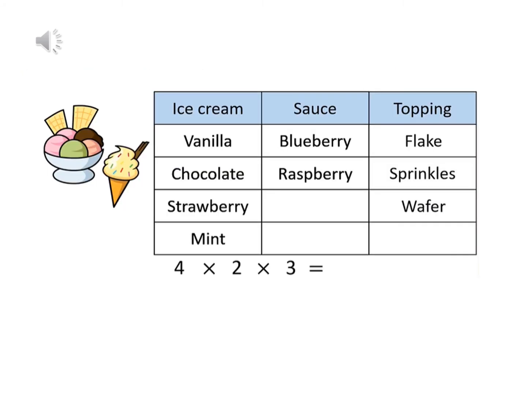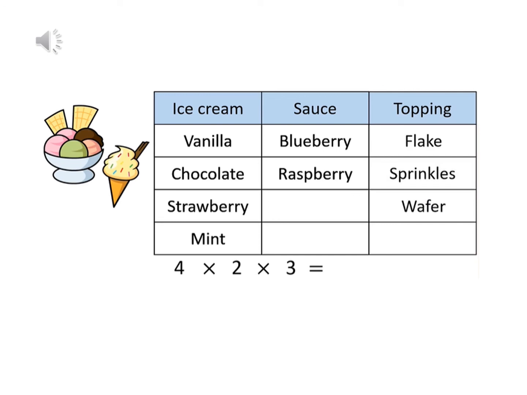Here is one last example to share with you. Our correspondence problem here is working out how many different kinds of ice cream you could make. You're allowed one sauce and one topping on each ice cream. So first of all, you've got to choose the kind of ice cream you want. You can either have vanilla, chocolate, strawberry, or mint. Your choices of sauce are either blueberry or raspberry. And finally, your toppings are either flake, sprinkles, or a wafer.